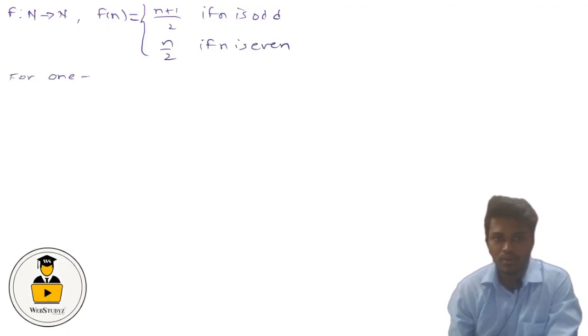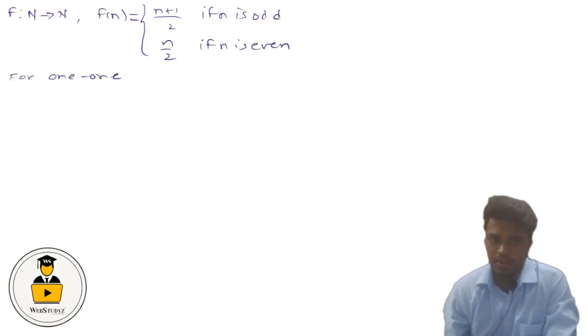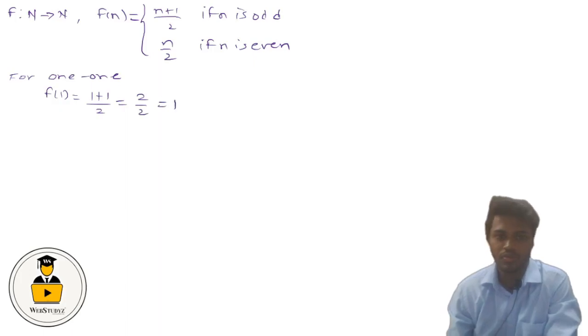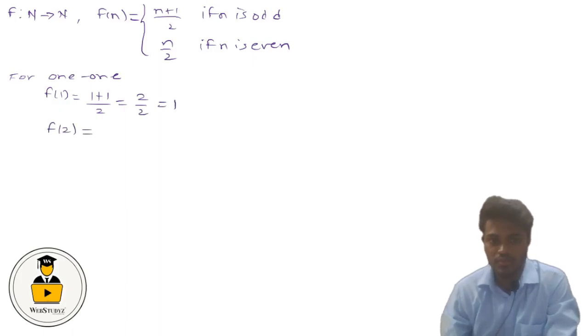So for one to one, we will take two elements from this domain, and we will check whether, if the value of the function is equal, we get x1 equals x2. So let us take f(1). Since it is odd, we get the value of the function as (1+1)/2, which is 2/2, so it will give us 1. And let us take f(2). Now since it is an even number, it will be 2/2, which is 1.